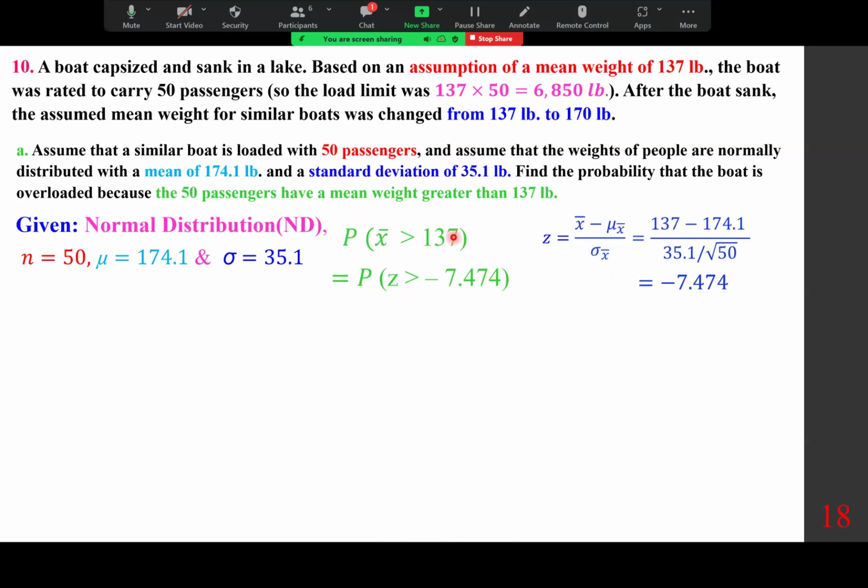This is a normal distribution. This is SND, standard normal distribution. So we can look at the table. And I highly recommend you go with the graph. So we have this, and this number here is negative 7.474, as you can see. And as you recall, when we start from the mean, we go 3 standard deviations on both sides. It covers 99.7%. So this is way to the left of negative 3, negative 7.474. That's almost 100%. You can even use a calculator. It gives you a number very close to that.